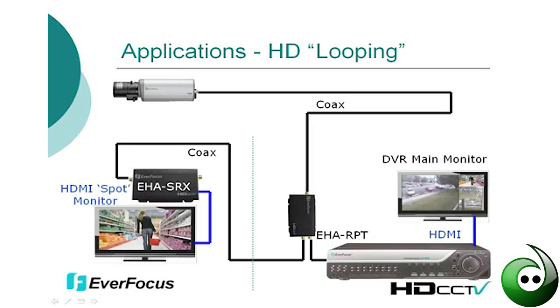For HD-CCTV, if you want to handle looping, bring the video back to the DVR, install an EHA-RPT between the camera and the DVR, take one output of the EHA-RPT to the DVR for recording, take the other output over coax to an EHA-SRX, which will then decode to HDMI and can be used to produce a spot monitor.